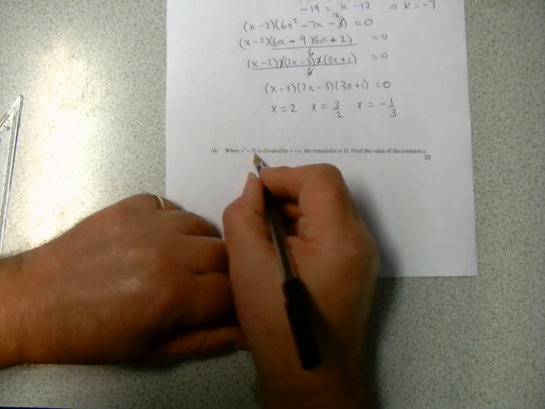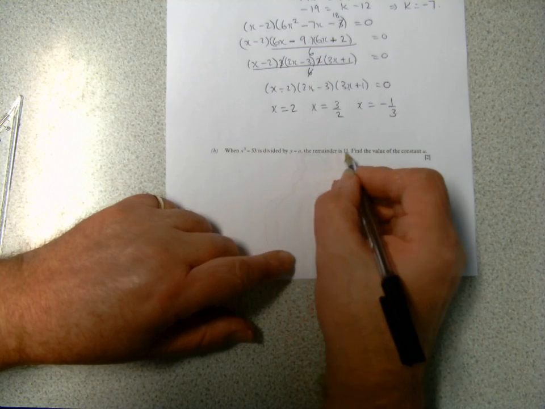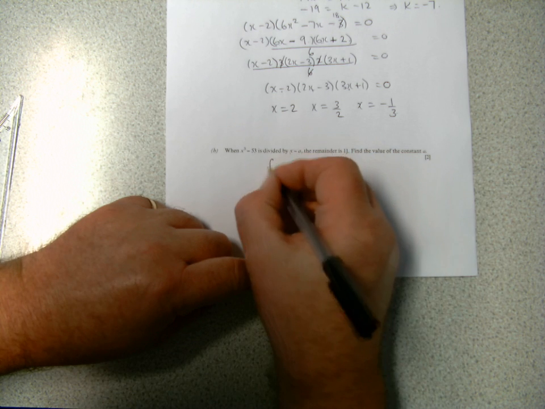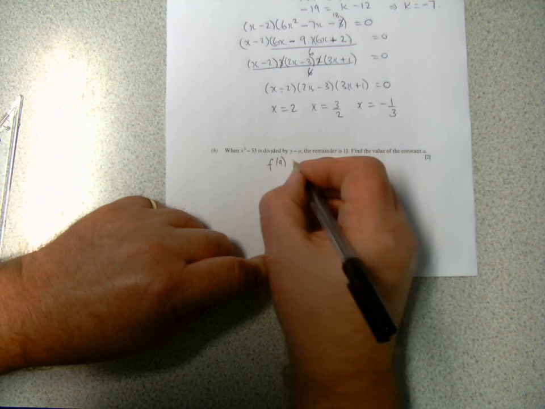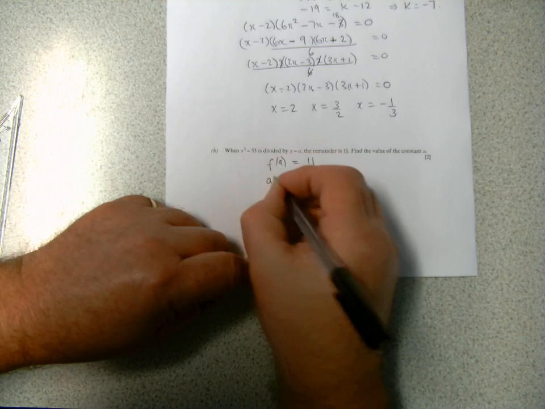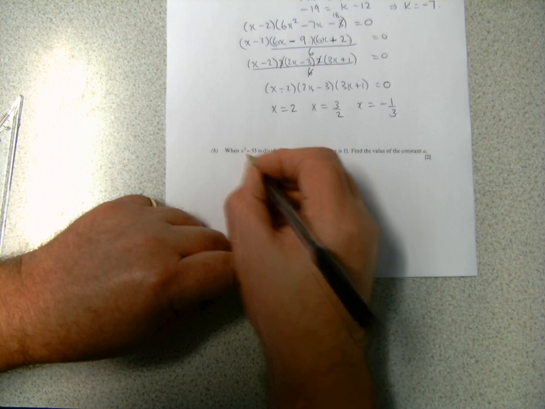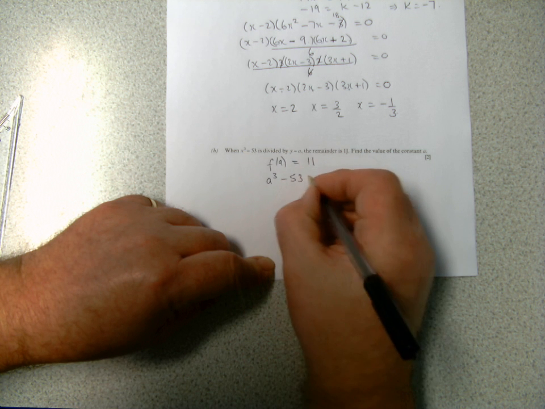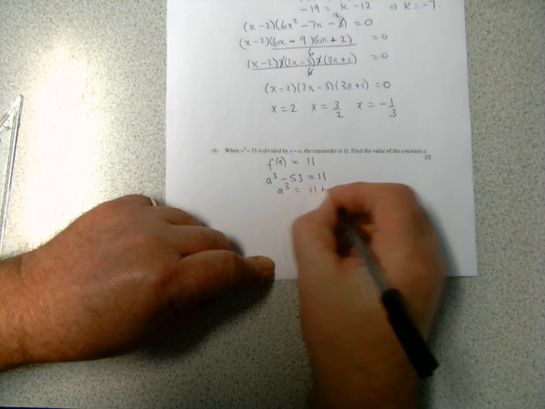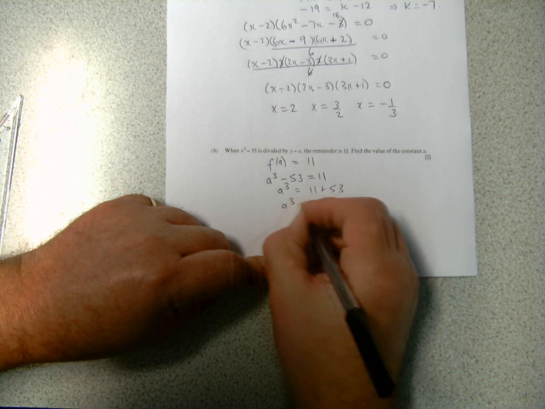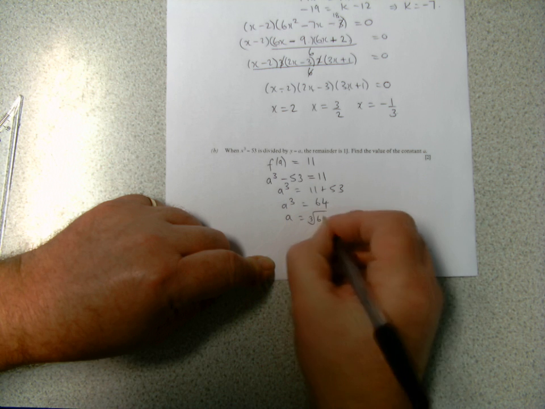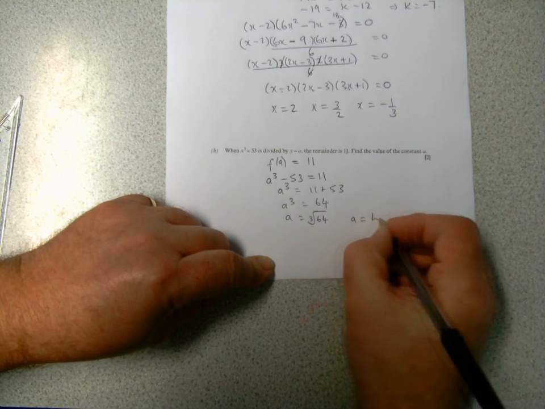Okay, when x cubed minus 3 is divided by x minus a, the remainder is 11. So another way of saying that is that f of a is equal to 11. So put an a in, so I got a cubed minus 53 is equal to 11. a cubed is 11 plus 53, so a cubed is 64, and a is the cube root of 64, so a will equal 4.